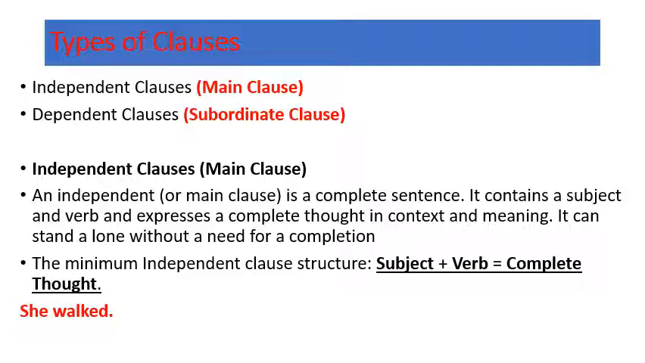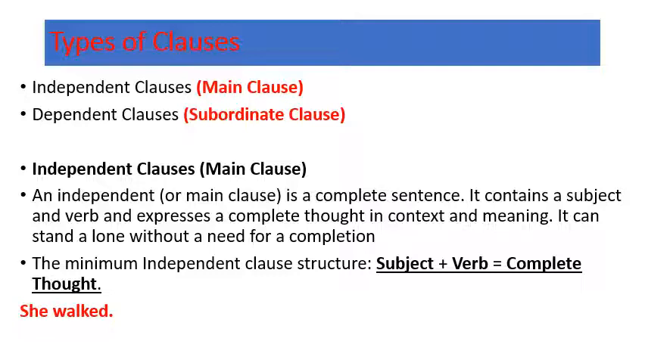In Arabic, independent means مستقلة, and dependent means تعتمد, which relies on another clause. Independent clause, or the main clause, briefly, it relies on itself. It can stand alone without a need for completion.